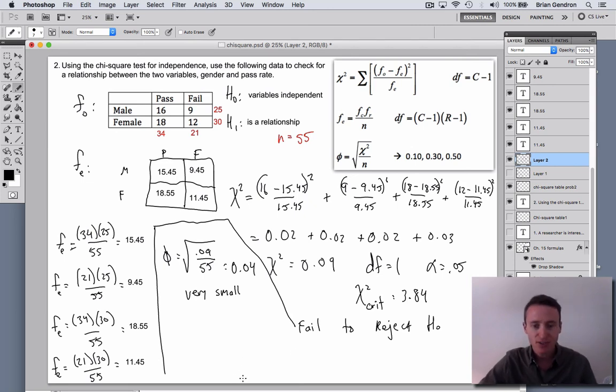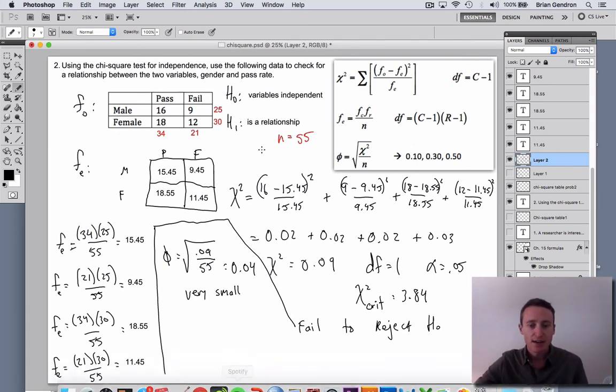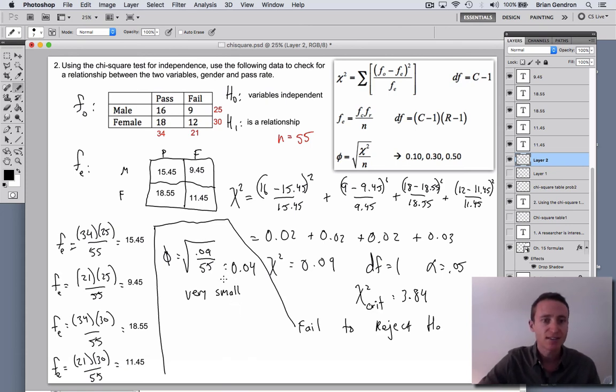Okay, so what we can now say is that according to the data, this chi-squared test suggests that gender and pass rate are independent of one another. There is no relationship between these two variables. Our test statistic was chi-squared equals 0.09. We had 1 degree of freedom in the study, and the effect size of phi was 0.04, which is considered a very small effect. All right, so there you go. 2 different problems for chi-squared. One was the goodness of fit test. The second was the independence test.